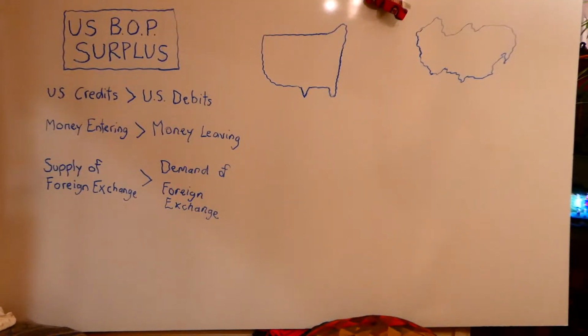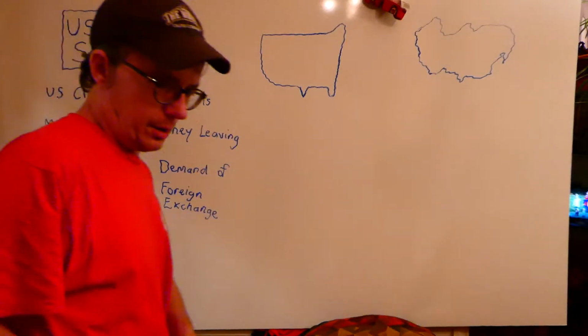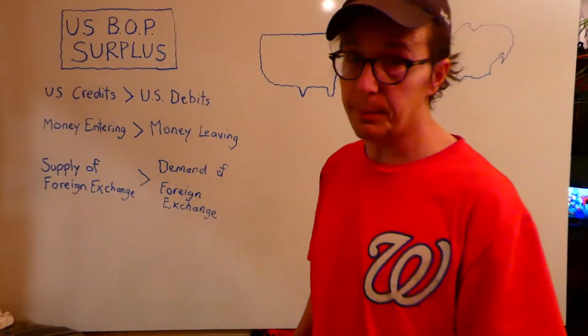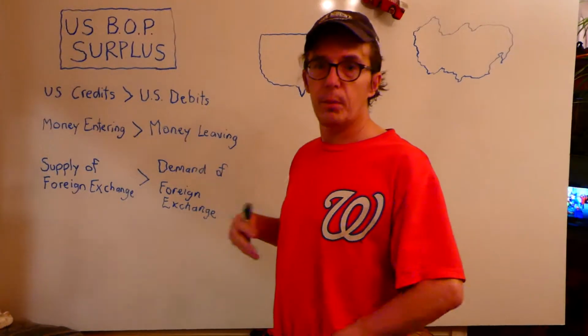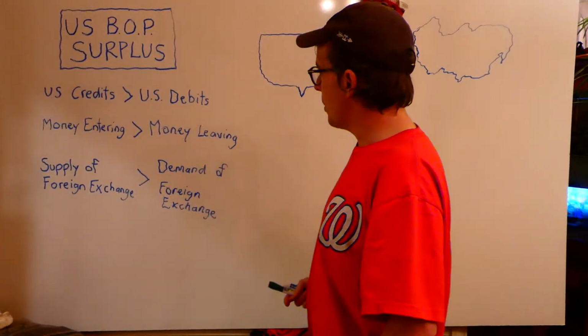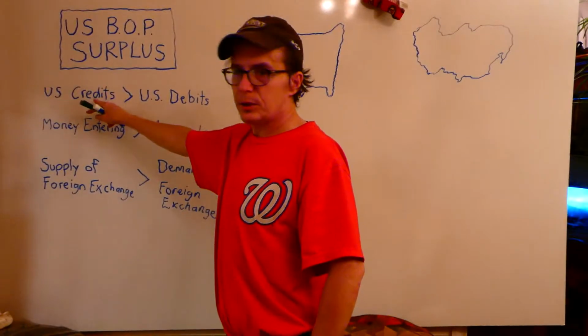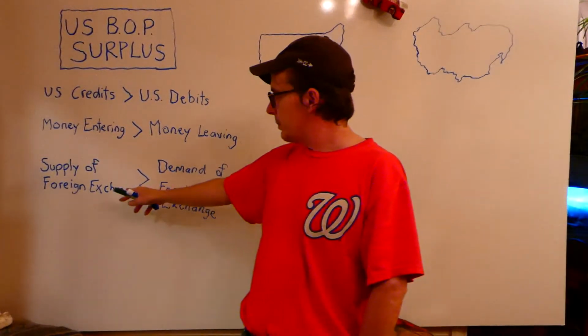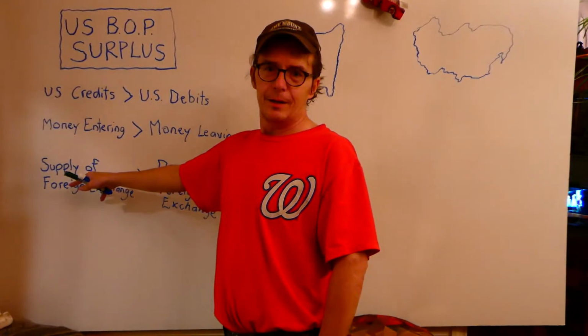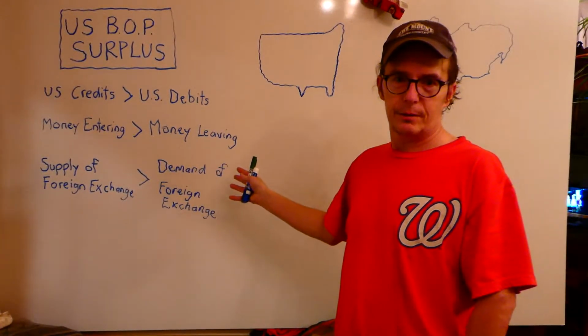Alright guys, so here's the opposite. What if you have a surplus in the balance of payments? Two things are going to happen. A surplus from the US side would be more money coming in, more credits, more positives than negatives. More money entering than leaving, or the supply of foreign exchange is bigger than the demand for foreign exchange.